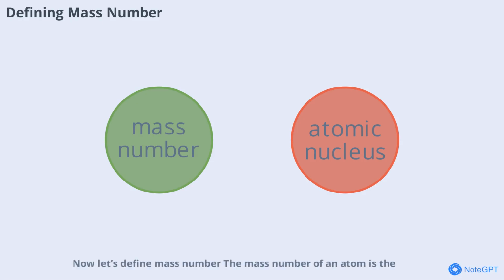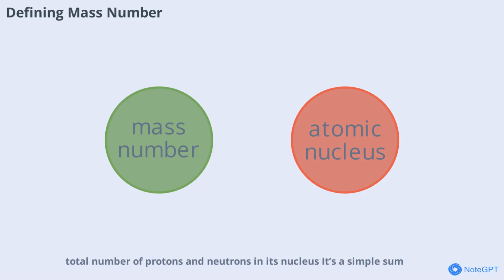Now let's define mass number. The mass number of an atom is the total number of protons and neutrons in its nucleus. It's a simple sum, just add the number of protons and neutrons together. This number is always a whole number and is unique for each isotope of an element.